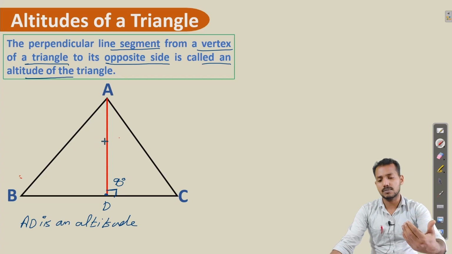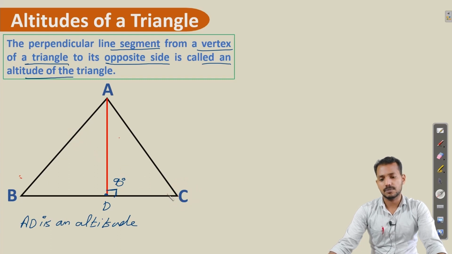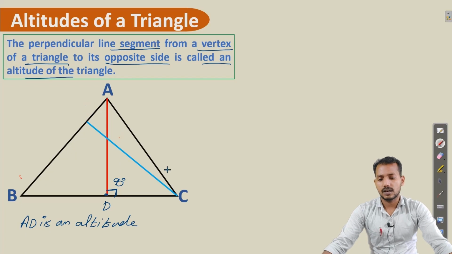Now how many altitudes can be drawn for a triangle? Three altitudes, same as in the case of median. Okay, so let's check that. Now the second altitude I am going to draw from this vertex C to AB, which is perpendicular to AB. AB is the opposite side of the vertex C. The blue line represents the altitude drawn from C to AB. It should be 90 degrees, perpendicular. And this point we can call E.